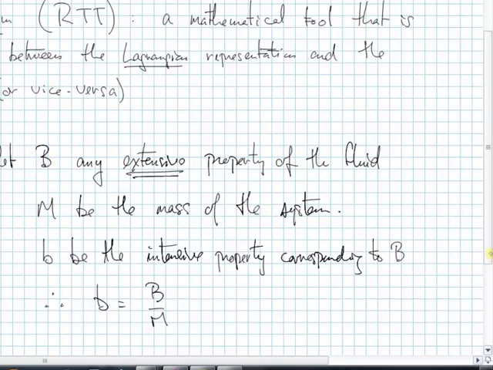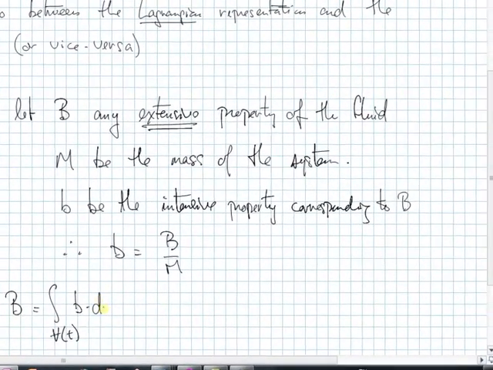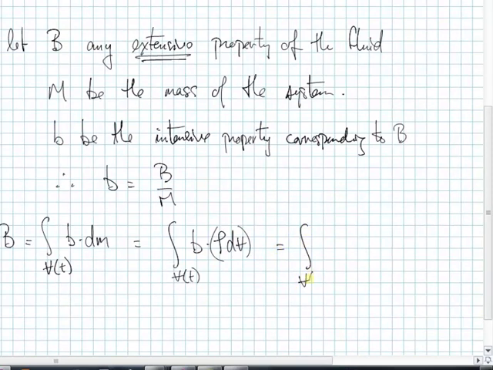So the total content of B in the system is therefore the integral over the volume of little b times dm, right? But dm is nothing more than rho times dV. So I've got the integral over the volume of b times rho dV, same thing. And we're normally going to write this as the integral of rho times b dV, just for convenience as we move forward. Okay.